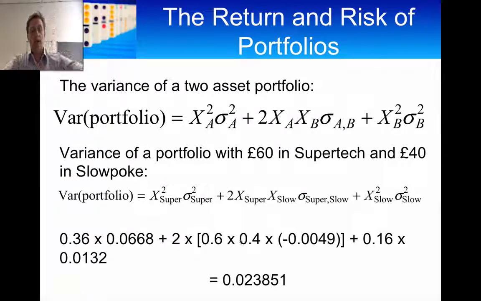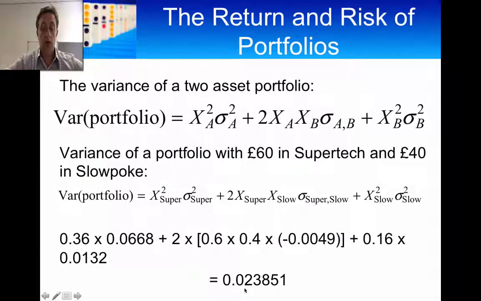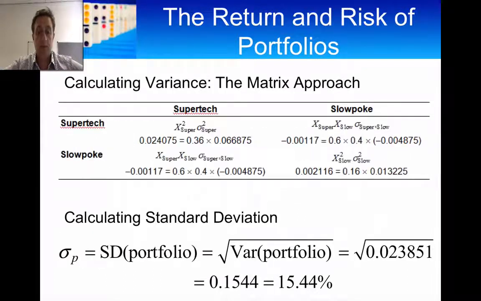Now I'd like you to compare the variance of the portfolio to the variance of the individual assets. The individual asset variances are 0.0668 for Supertech and 0.013 for Slowpoke. When we look at the portfolio, the variance is 0.023. We're going to spend a little more time on this because I want to show you how creating a portfolio can actually reduce the risk of your overall investment.